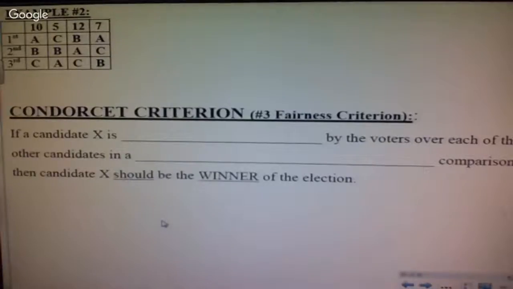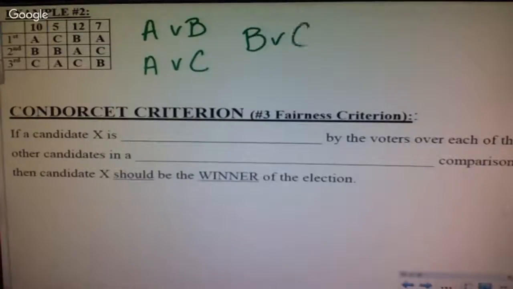Take a look at example 2. The smaller the charts and the fewer candidates we have, the easier this is. So I only have 3 candidates this time. So I've got to do A versus B, and A versus C, and B versus C. There's only 3 comparisons to do this time.